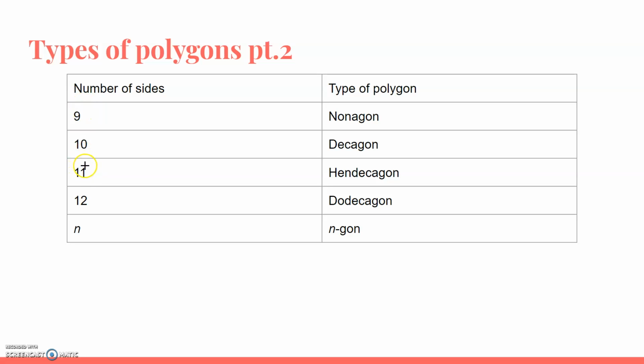But we could keep going forever and ever because there is an infinite amount of numbers. So how are we going to represent that? For example, if there's a really, really high number, like 1,000 sides, how are you going to name it? For that, there's a letter n, which represents the number of sides. So it's just going to be an n-gon. For example, the 1,000-sided shape will be a 1,000-gon. Sounds kind of weird, but that's how we name it.